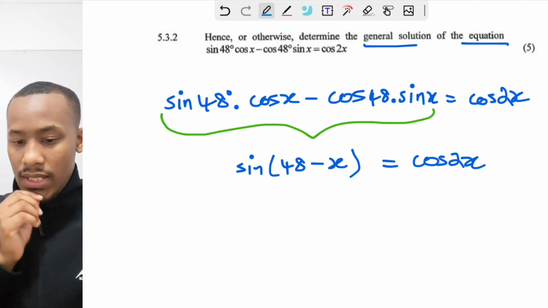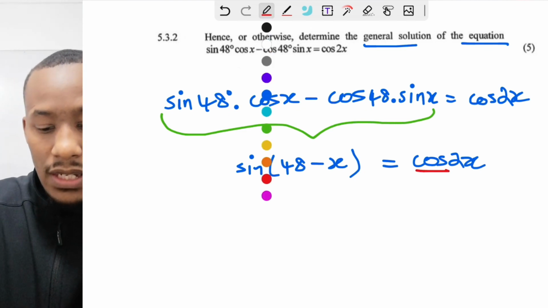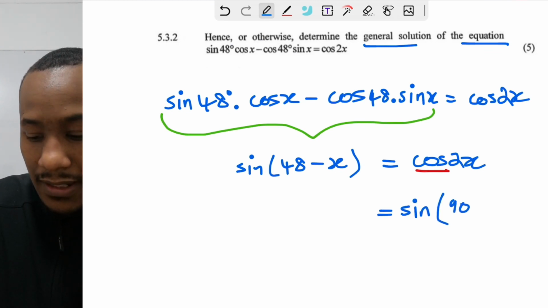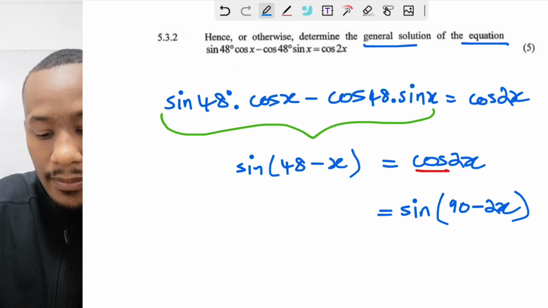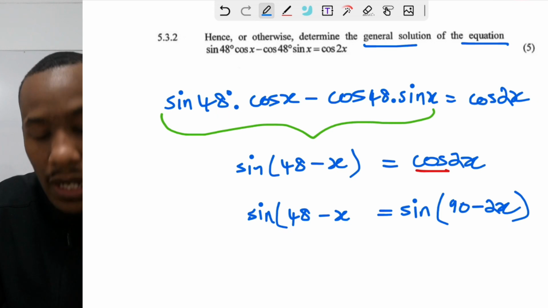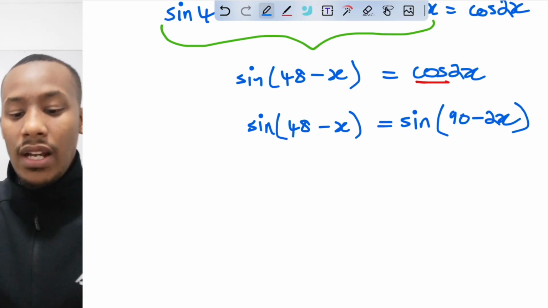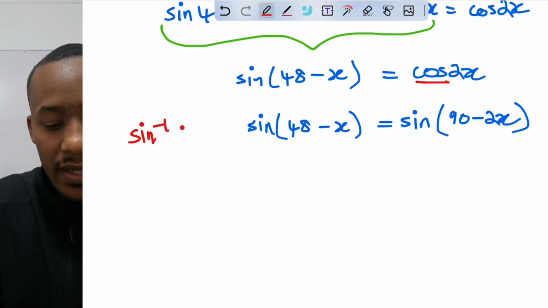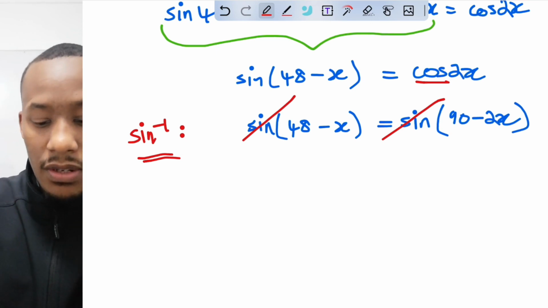In order to do that, I'm going to have to change cos 2x into a cofunction, sine 90 minus 2x. So we're seeing this cofunction theme happening over and over again. The reason I changed cos to sine is because now when we do this thing over here, this is called shift sine or arc sine. When we do that to both sides, the sines will cancel out and you are only left with the angles.